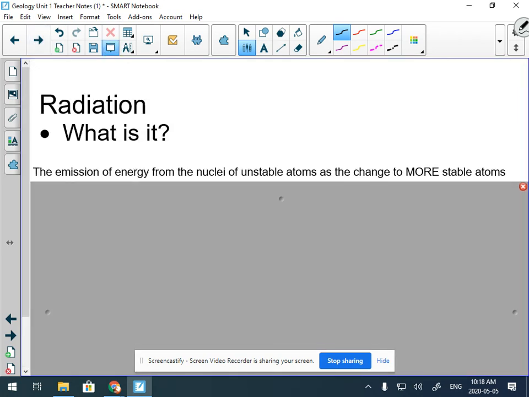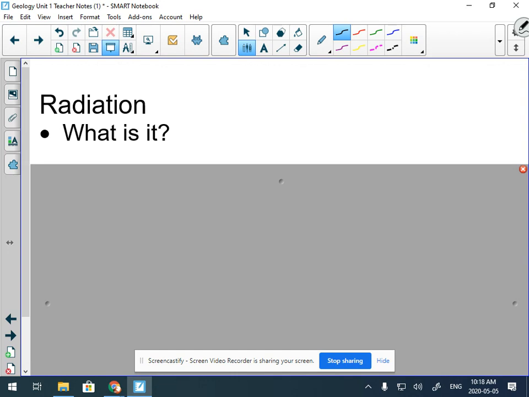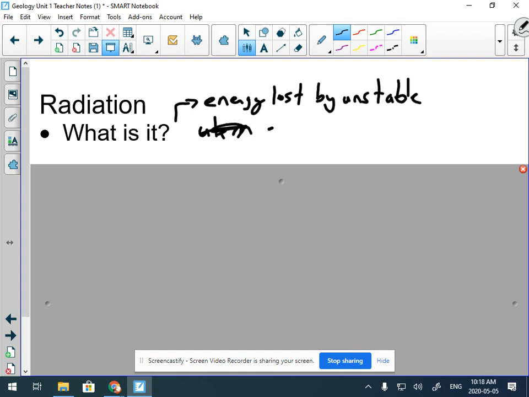So really quick, what's radiation? It's energy lost by unstable elements. There's different types of radiation. There's alpha radiation, and there's beta radiation. There's lots of different types. We're not going to get into that. Just think of it as energy that an element is losing to become more stable.